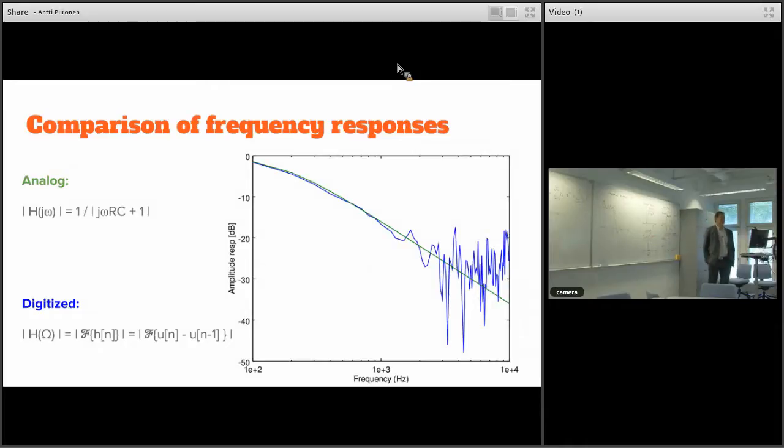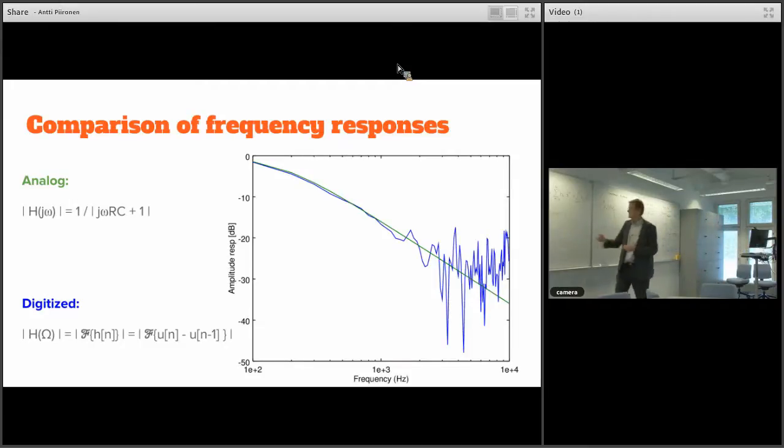Since I knew the component values, I know that 1 over j omega RC plus 1 is the analog frequency response. But for the digitized one, I calculated the impulse response from the step response. I thought, okay, this is a linear system. Then if I take a difference of... well, this actually goes back to the first lectures we had.